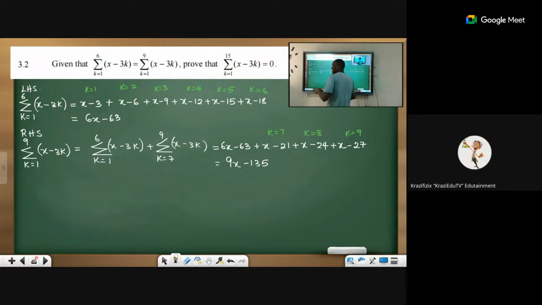That is the simplification of the right-hand side. I hope it makes sense. So we've got the left-hand side and the right-hand side, just to see where it's going to lead us. But the examiner says both are equal.